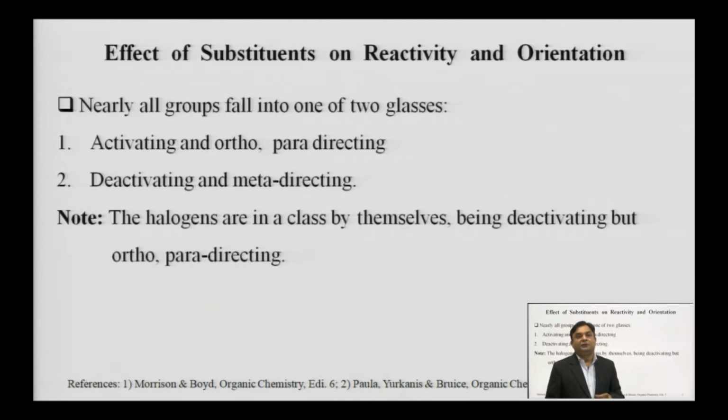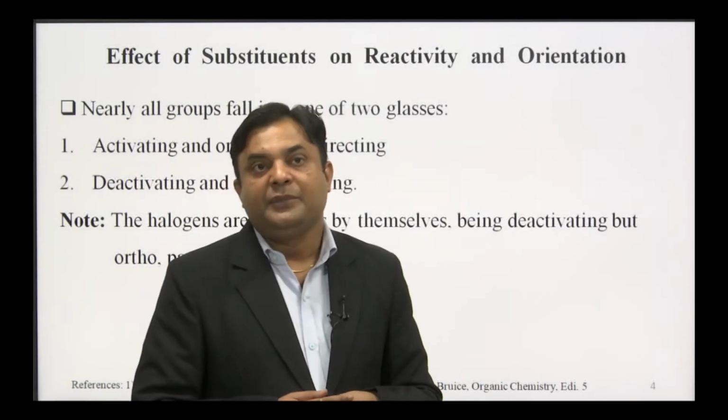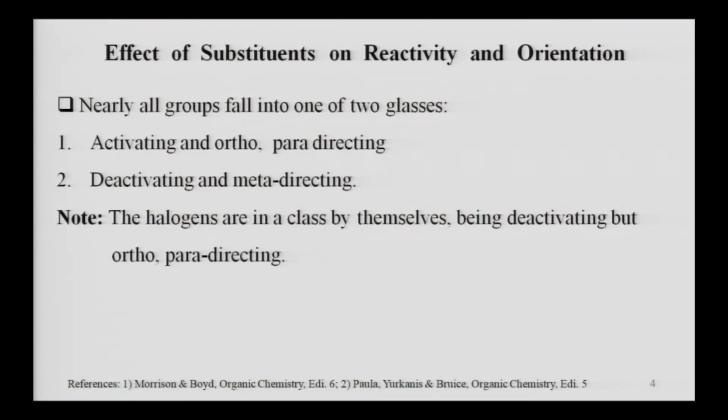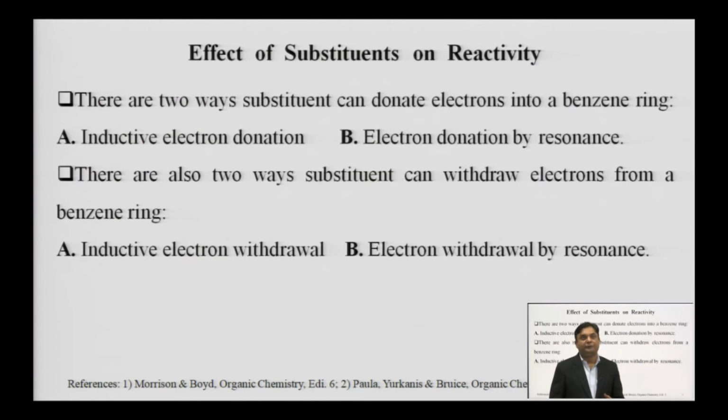Okay. So, as I said earlier, activating groups are ortho and para directing. They will direct the incoming second electrophiles to the ortho and para positions of the benzene ring. Deactivating groups are always meta directing; they will direct the incoming electrophiles to the meta position of the benzene ring. The halogens are in a class by themselves, being deactivating but ortho para directing. So, they are exceptions, I have already told you.